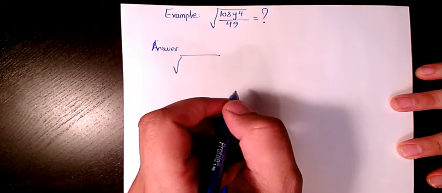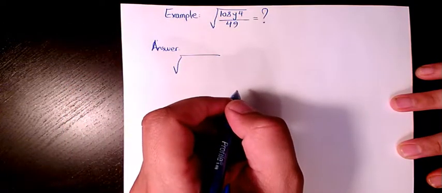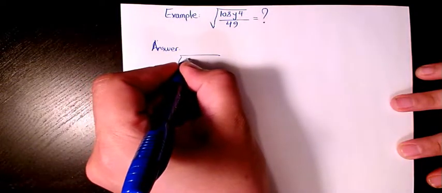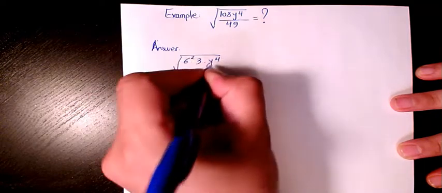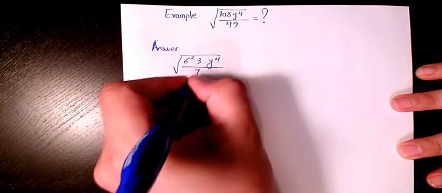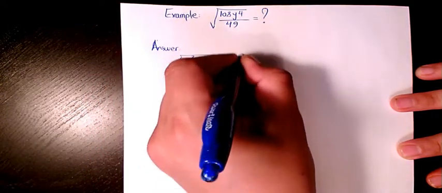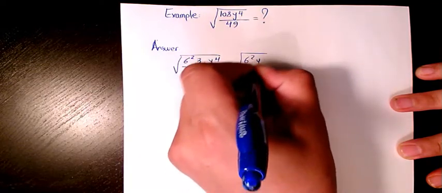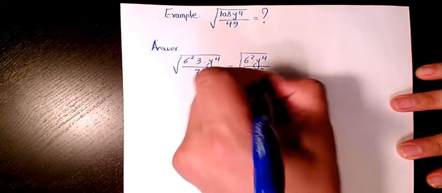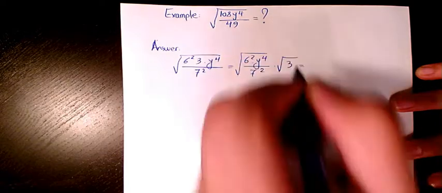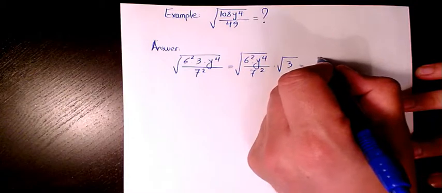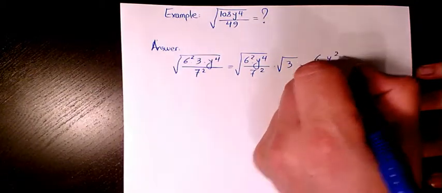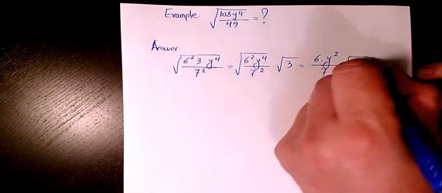108 is 36 times 3. So it's going to be 36 is 6 squared times 3, y to the power 4 divided by 49 is 7 squared. So it will be 6 squared y to the power 4 divided by 7 squared times square root of 3. Then after you evaluate it, it will be 6 y to the power of 2 divided by 7 root 3.